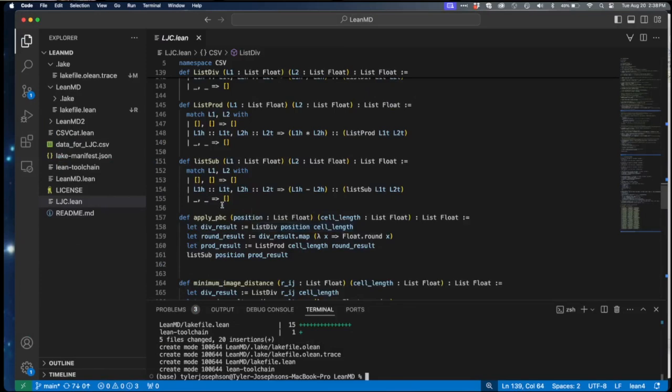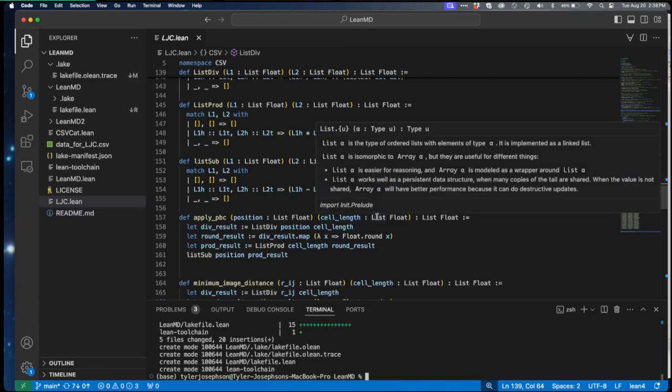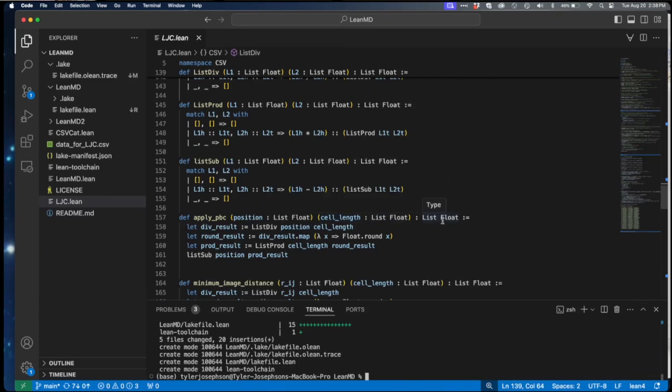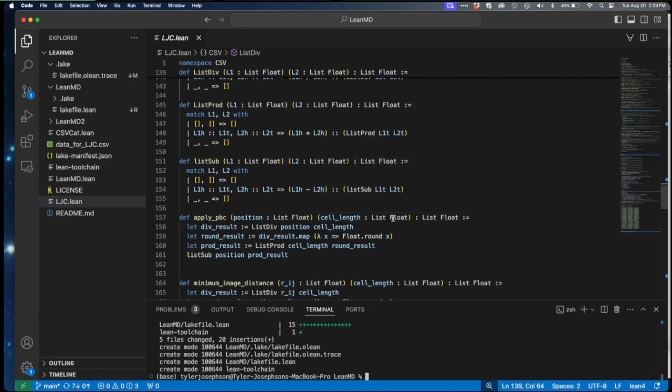And so we have things like apply periodic boundaries. This is going to take a list of particle positions, it's going to take a list of cell lengths, and it's going to take a list of floating points. So it's going to take in our positions, and it's going to produce a new set of positions. And this involves doing a rounding off of your function.